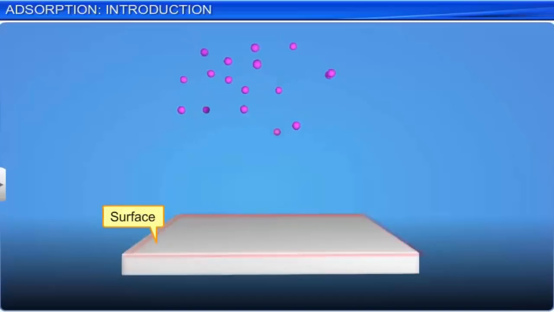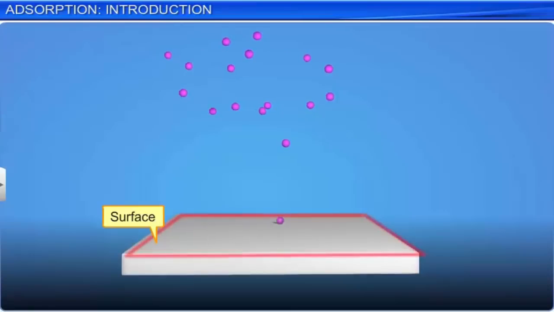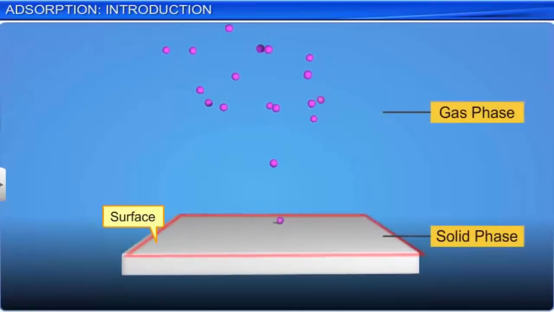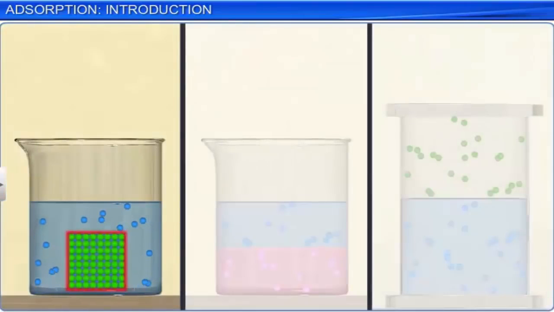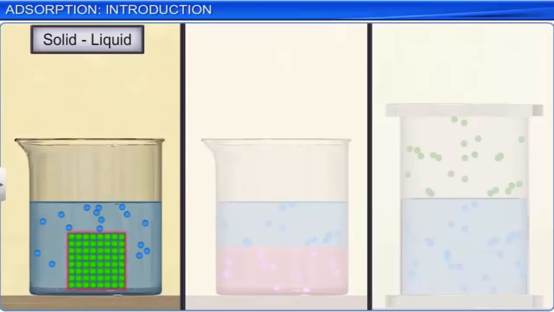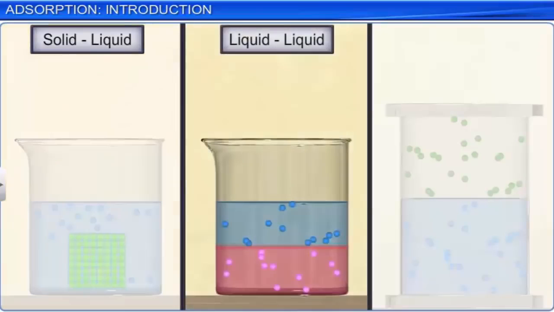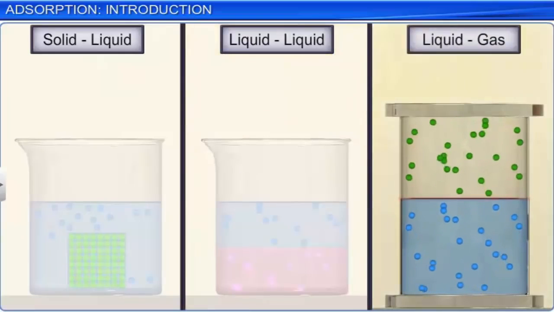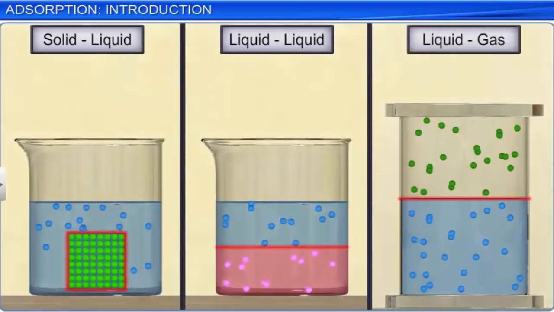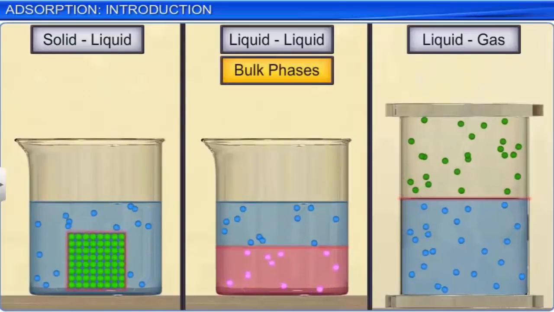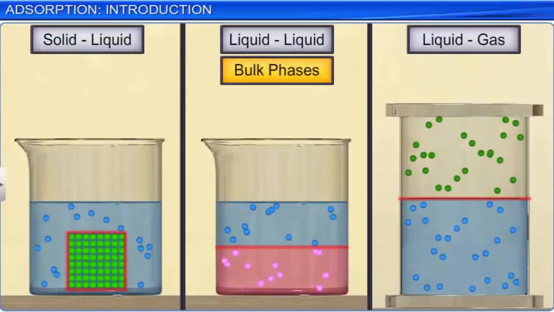An interface is a surface that forms a common boundary between two different phases, such as an insoluble solid and a liquid, two immiscible liquids, or a liquid and an insoluble gas. The two bulk phases refer to the pure compounds or solutions involved in the reaction.